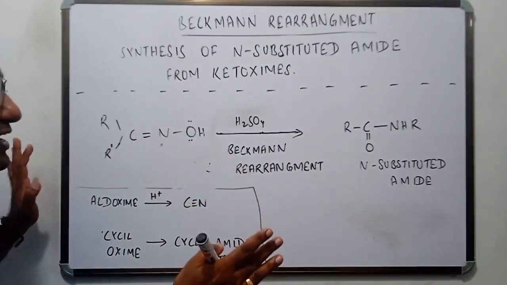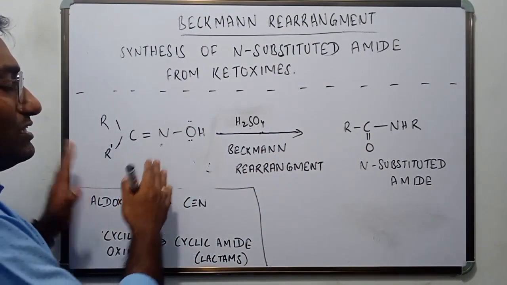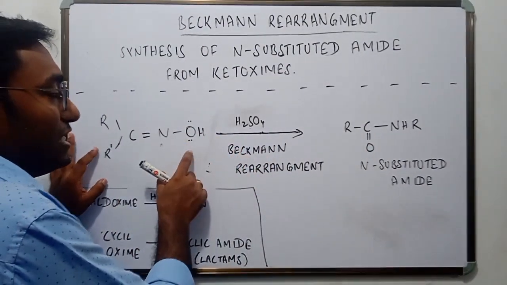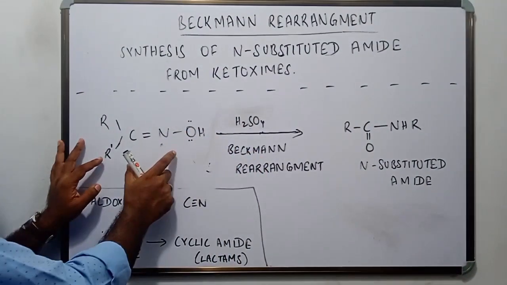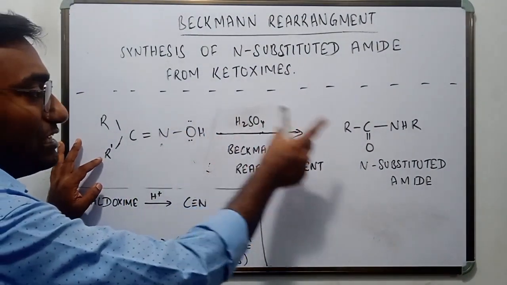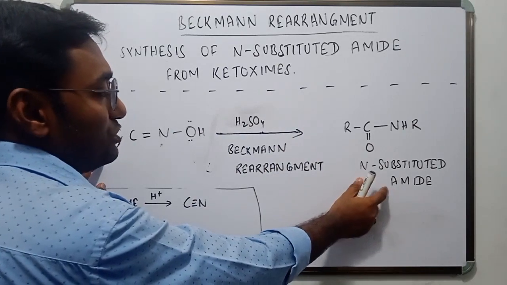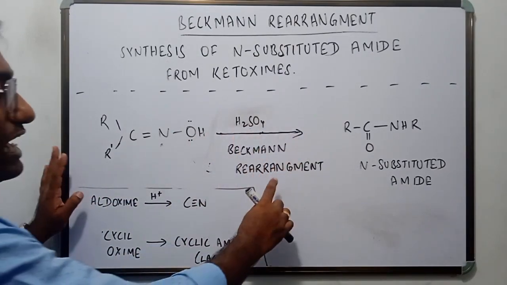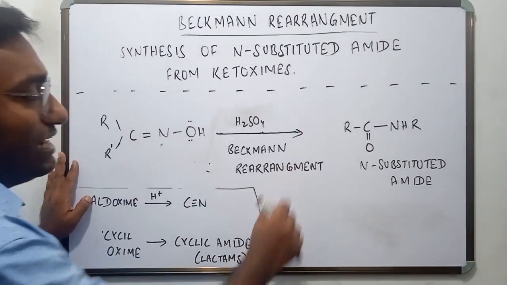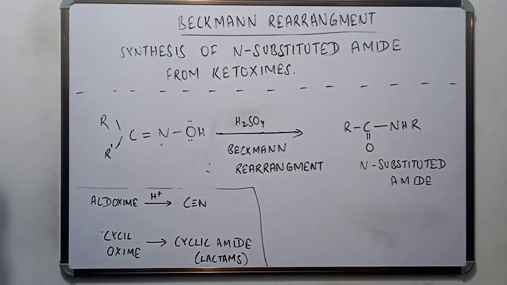There is a very simple way to do it. The way to do it is to treat the ketoxime with a mineral acid. So when we treat the ketoxime with a mineral acid, what we get is an N-substituted amide. The reaction is called the Beckmann Rearrangement reaction. So what happens in a Beckmann Rearrangement reaction?